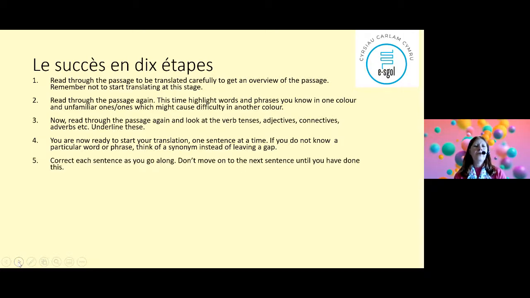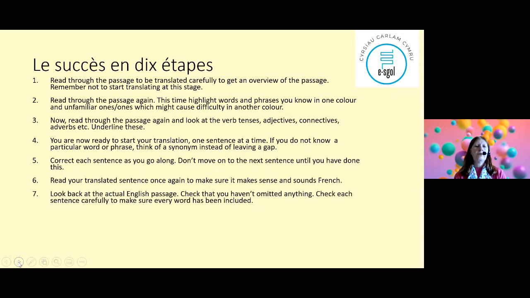Number 5, correct each sentence as you go along. Don't move on to the next sentence until you have done this. Number 6, read your translated sentence once again to make sure it makes sense and sounds French. Number 7, look back at the actual English passage. Check that you haven't omitted anything. Check each sentence carefully to make sure every word has been included.